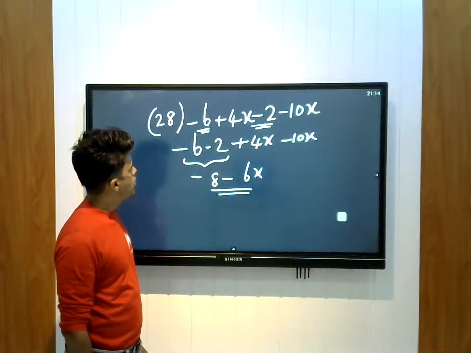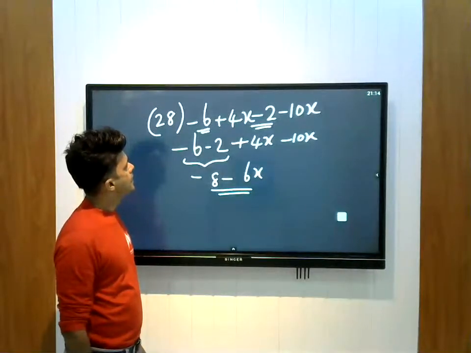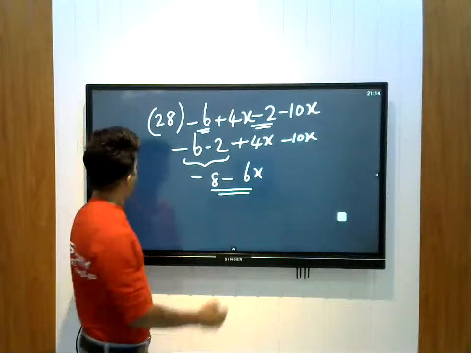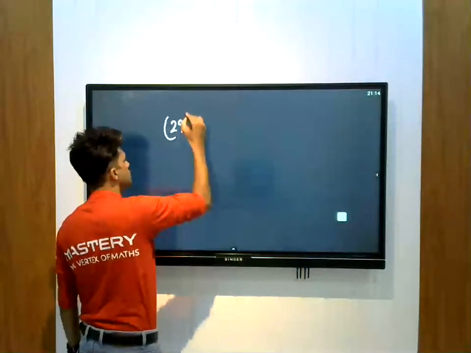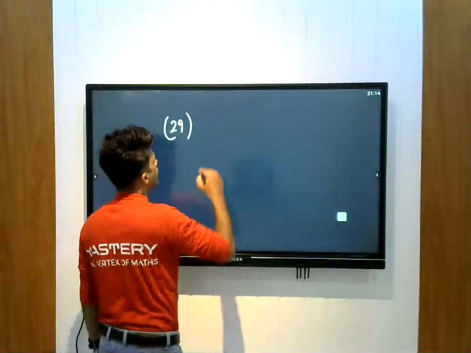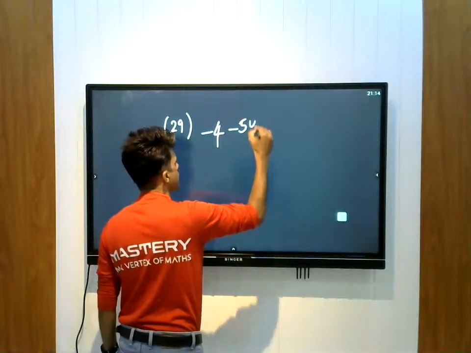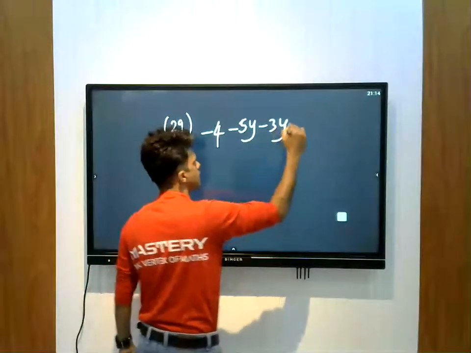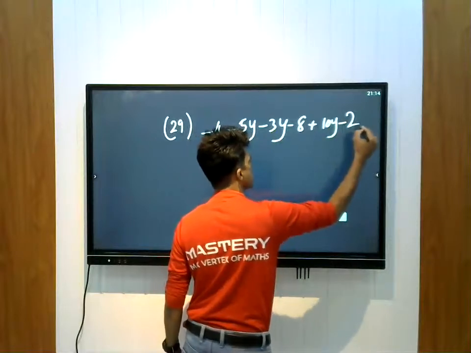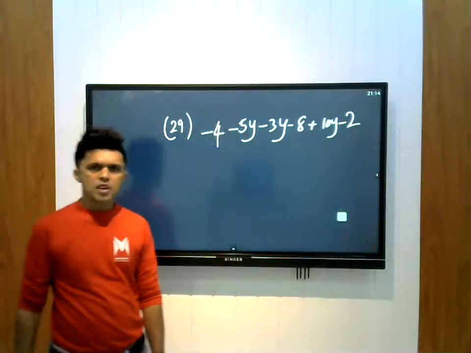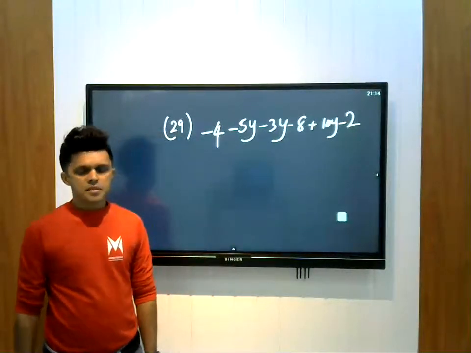Then we are able to do another question as well. Question 29: minus 4, minus 5y, minus 3y, minus 8 plus 10y, minus 2. How can you do this type of one?